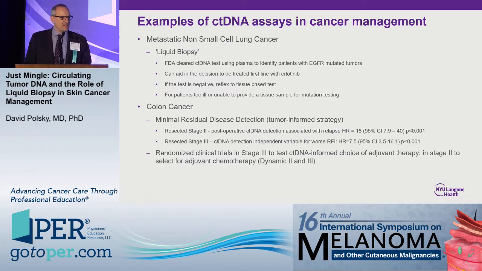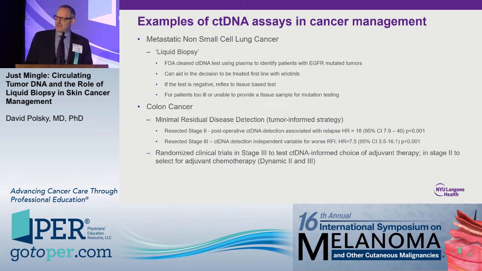So both in resected stage 2 and 3 disease, it's been found that postoperative detection of this mutated DNA is associated with relapse. And if you look in stage 2, the hazard ratio is 18, which is absolutely astounding, in that patients who had detectable ctDNA after resection of stage 2 colon cancer went on to relapse versus those who did not. And in stage 3, it was an independent predictor of worse recurrence-free interval. You can see also a very strong hazard ratio of 7.5.